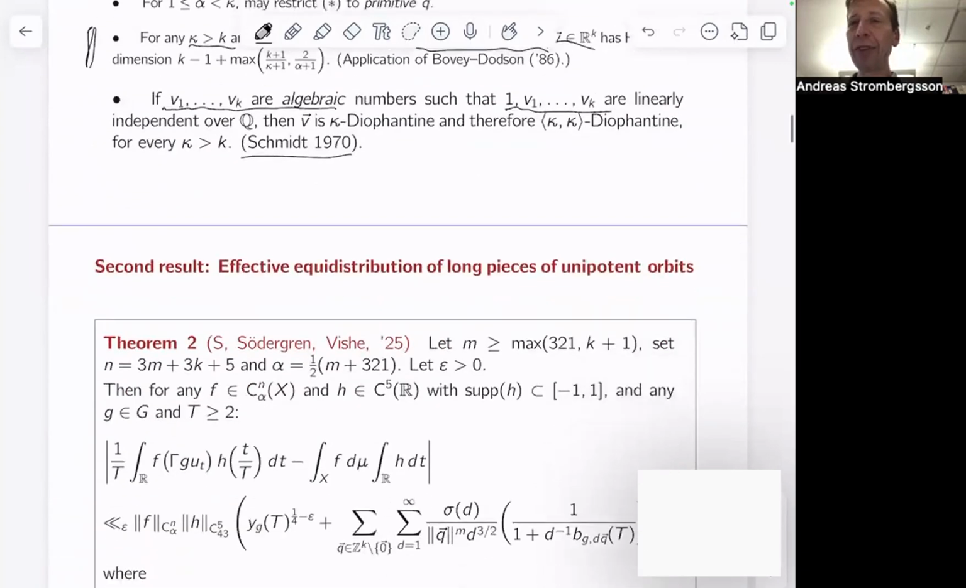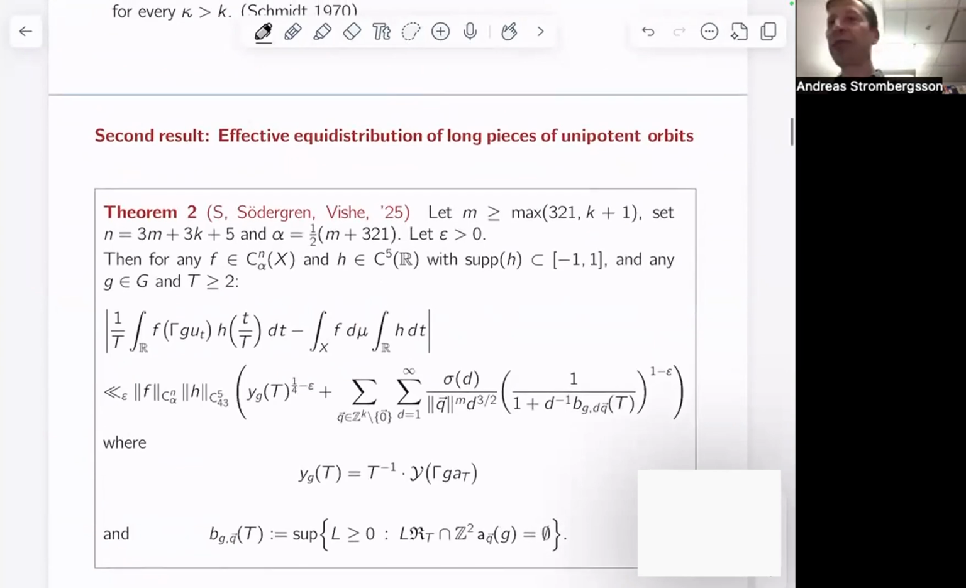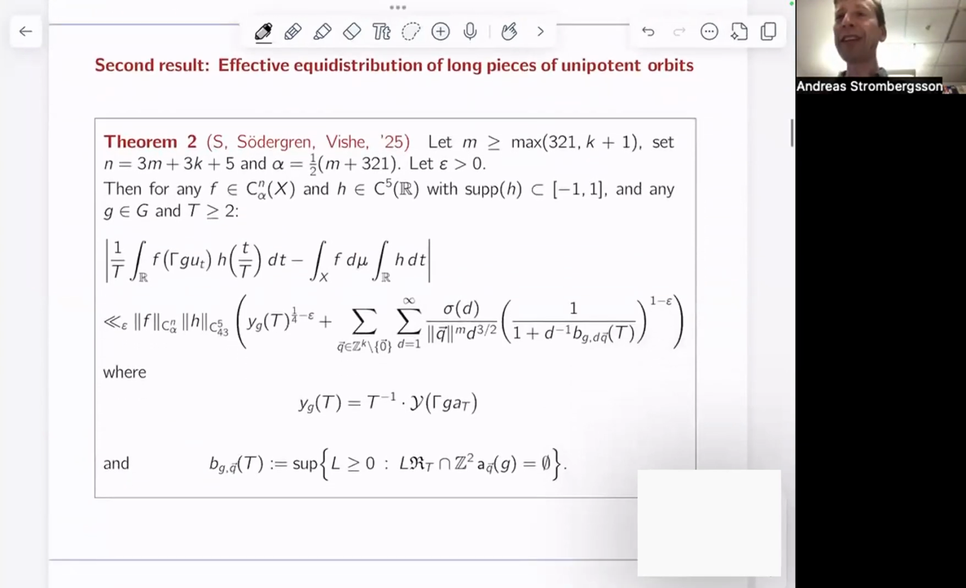What else? I had some more. So now I wanted to turn to a second main result, which we obtain as a corollary.